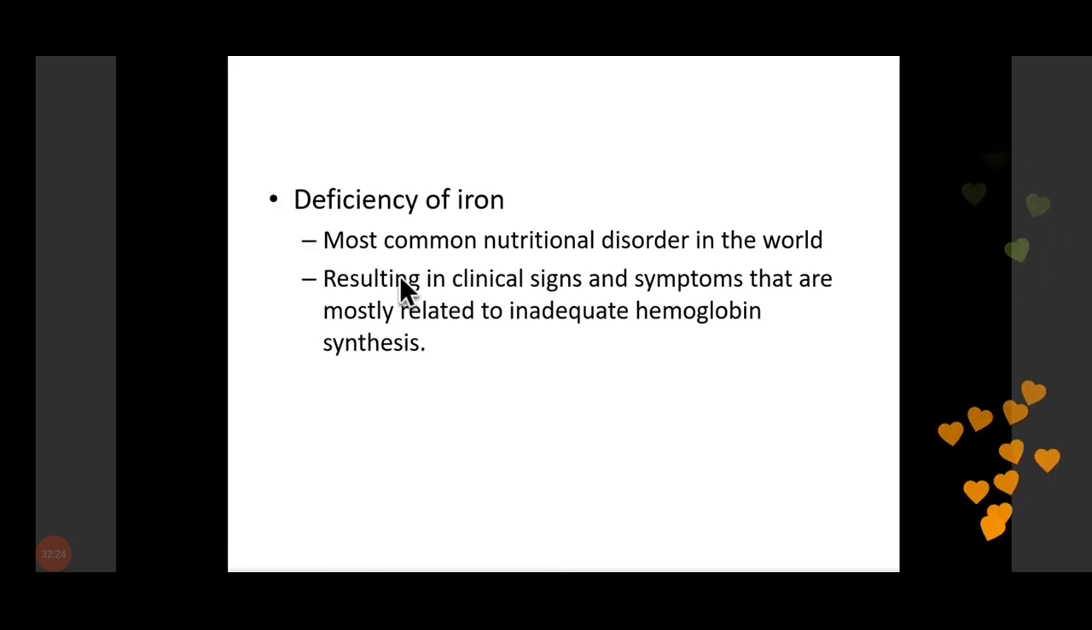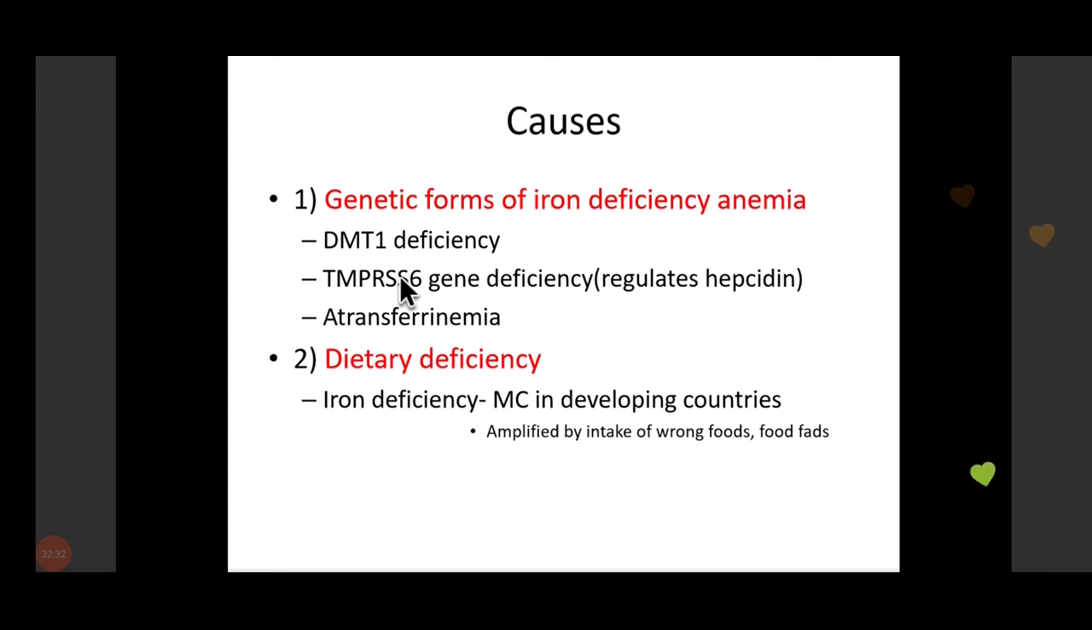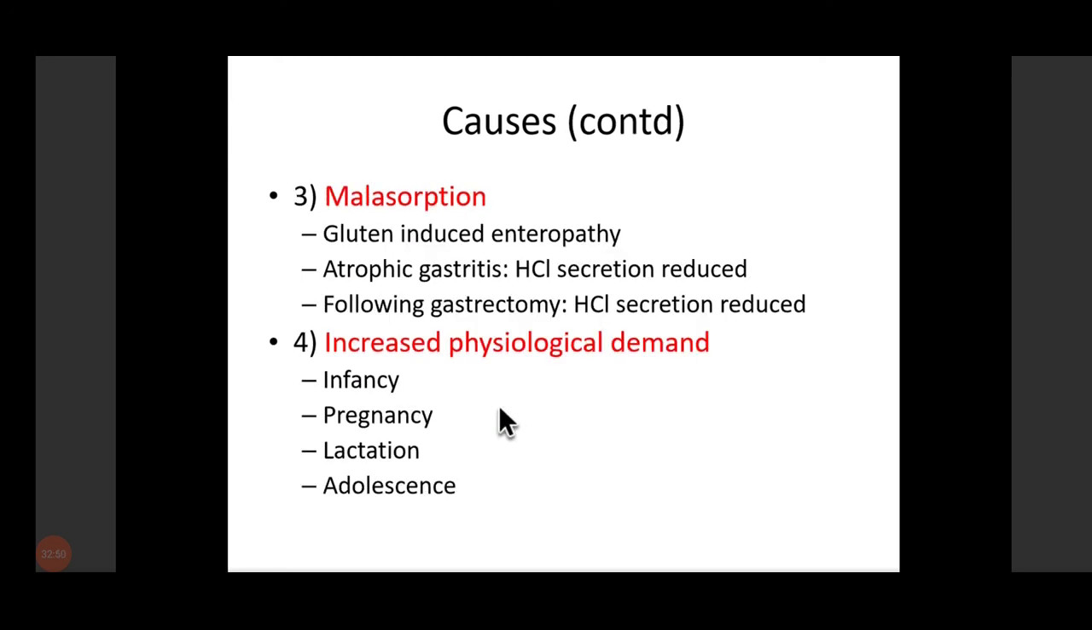Okay, so it is the most common nutritional disorder worldwide, resulting in clinical signs and symptoms that are mostly related to inadequate hemoglobin synthesis. Genetic forms of iron deficiency anemia are known, but the most common is dietary deficiency in developing countries, and it is amplified by the intake of wrong foods or fad foods, which is common now. Now it can be because of malabsorption.